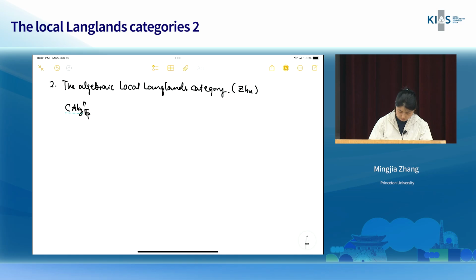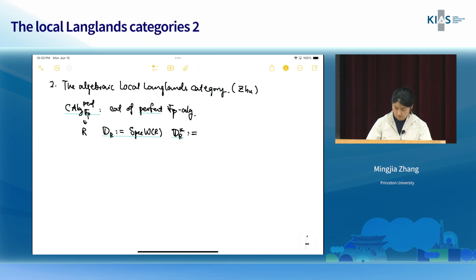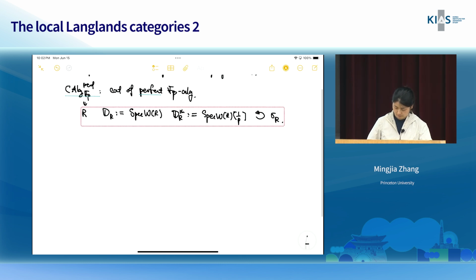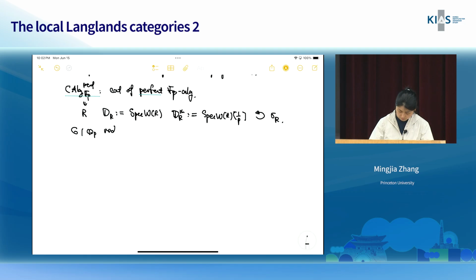For this talk, let's consider the category of perfect F_p-algebras. This will be our test category. Then we'll introduce some notations. For any perfect F_p-algebra R, we'll denote by D(R) the spectrum of the Witt vectors of R, and punctured D(R) will be the spectrum of the Witt vectors of R with p inverted. Both of them have an action of the Witt vector Frobenius, which I'll denote again by sigma of R as yesterday. And we'll fix some reductive group G over Q_p.